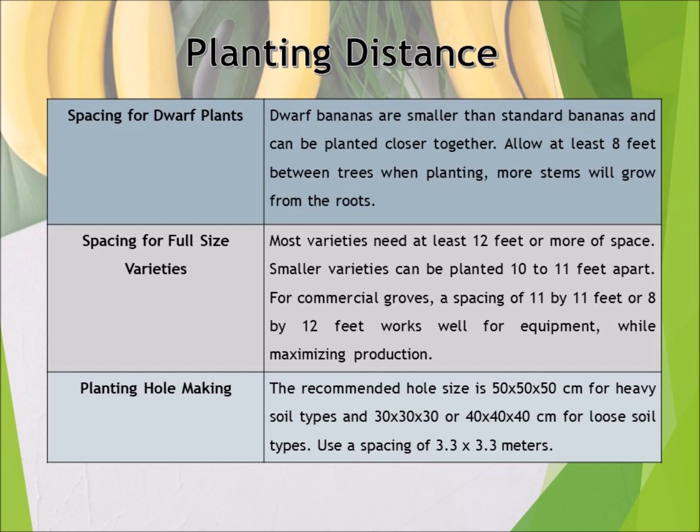For full-size varieties, most varieties need at least 12 feet or more of space. Smaller varieties can be planted 10 to 11 feet apart. For commercial growth, a spacing of 11 by 11 feet or 8 by 12 feet works well for equipment while maximizing production. For planting hole making, the recommended hole size is 50 x 50 x 50 cm for heavy soil types and 30 x 30 x 30 or 40 x 40 x 40 cm for loose soil types. Use a spacing of 3.3 x 3.3 meters.